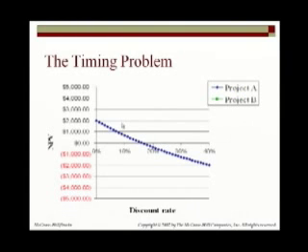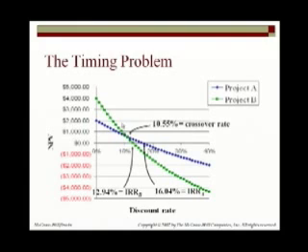This is what they look like. Project A has an internal rate of return of 16.04%. Project B has an internal rate of return of 12.94%. Now, if you were ranking these, you might say, well, I'd take A over B because A has a higher internal rate of return than B does. But notice that these two net present value profiles actually cross. And they cross at 10.55%.